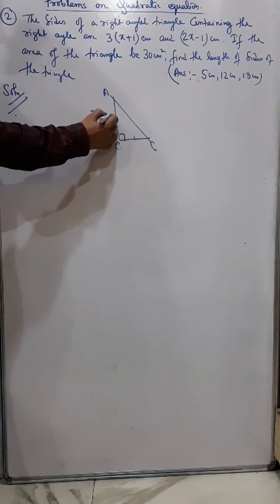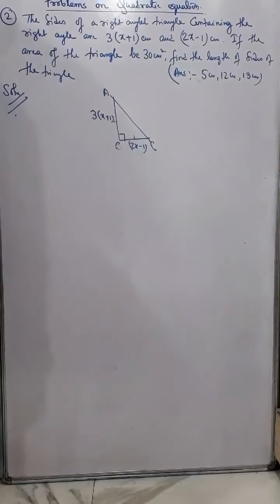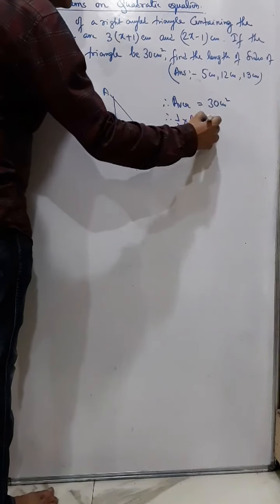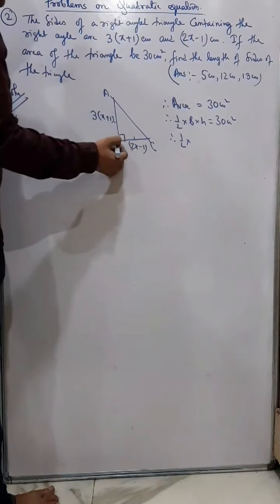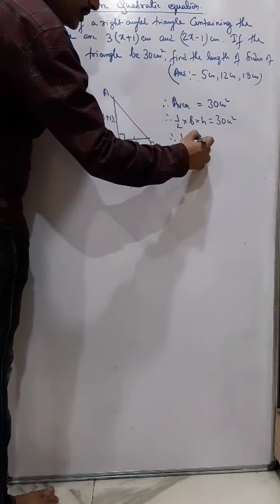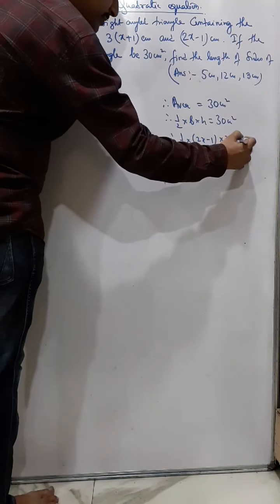This is 3x plus 1 and this is 2x minus 1. And they told that if the area of the triangle is 30, find the length of the sides. So it's very easy. Area is given as 30 centimeter square, and area means half into base into height. Here this is the base and this becomes the height. So half into 2x minus 1 into 3x plus 1 equals 30.